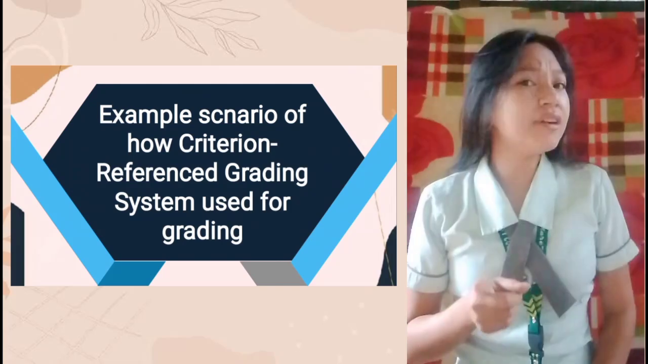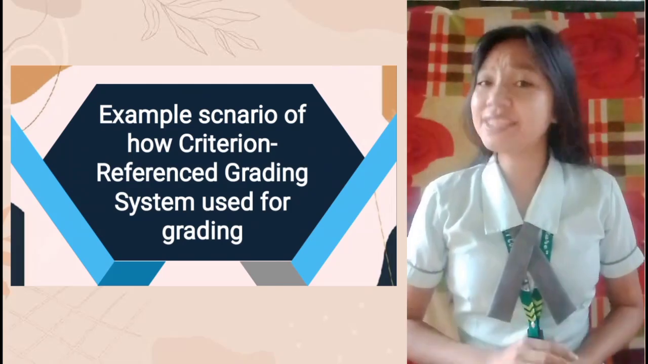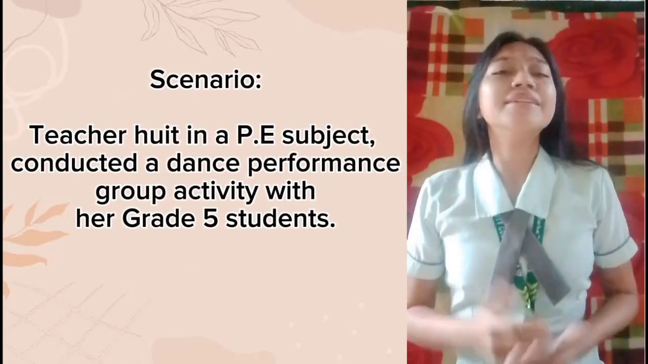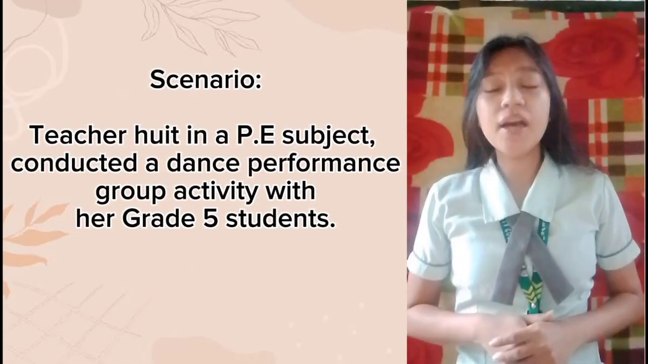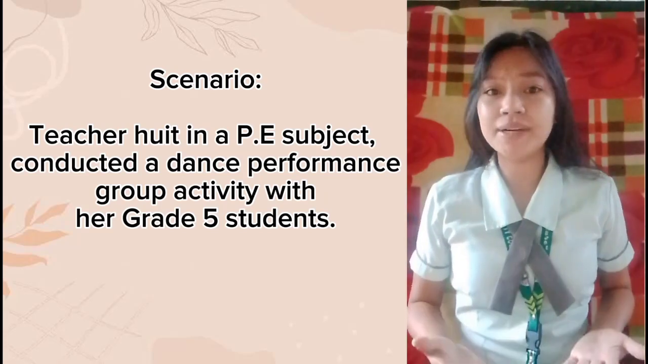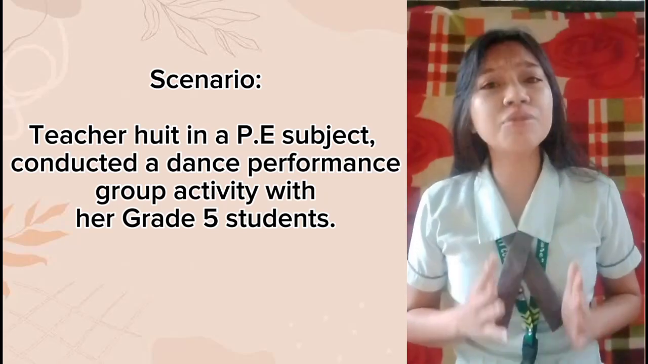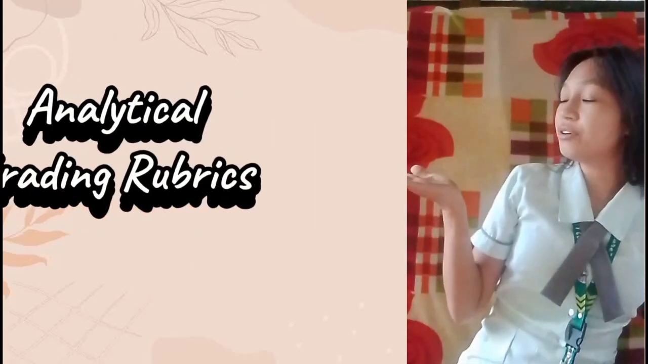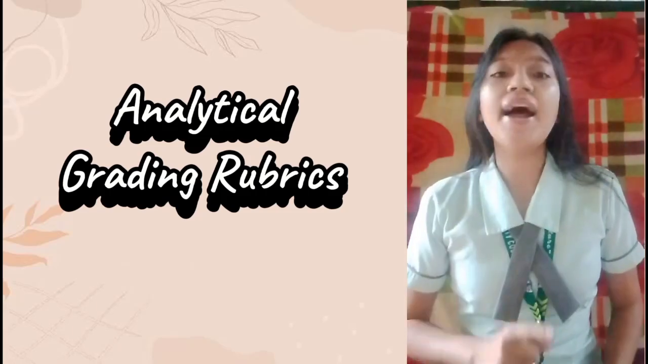In this video, we will show you an example scenario of how the Criterion-Referenced grading system is used for grading. As the scenario, Teacher Howitt in a PE subject conducted a dance performance group activity with her grade 5 students. She will use the analytical grading rubrics she constructed earlier to grade their performances.